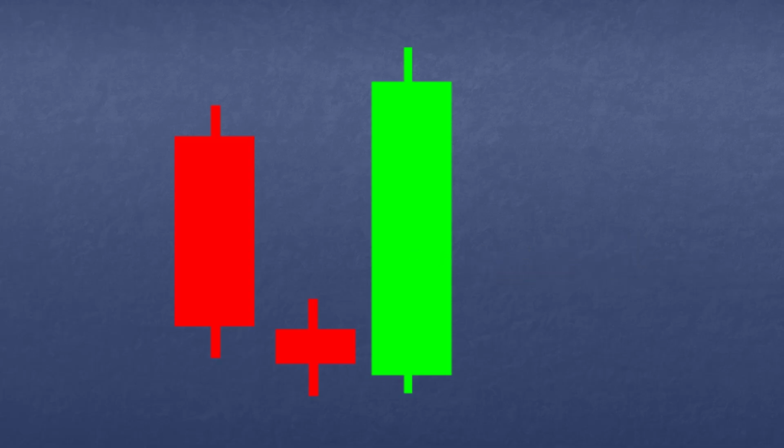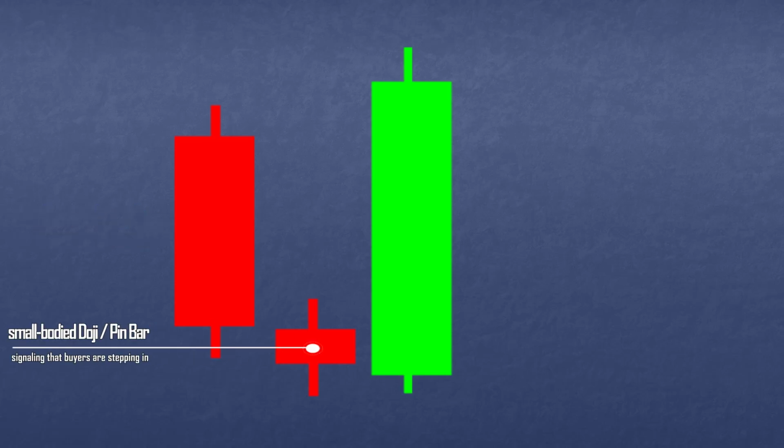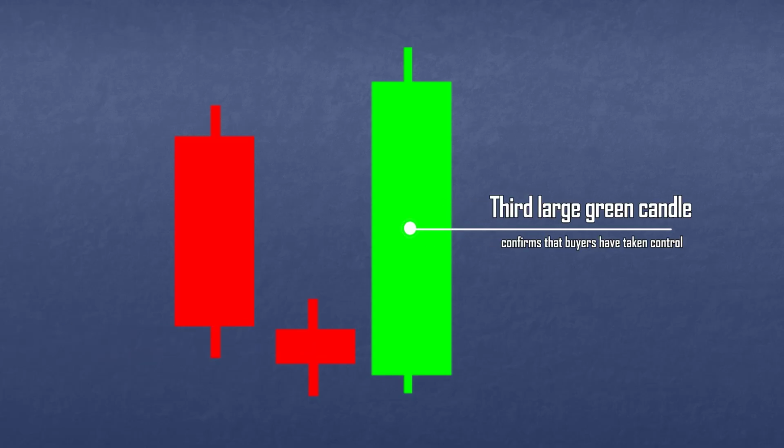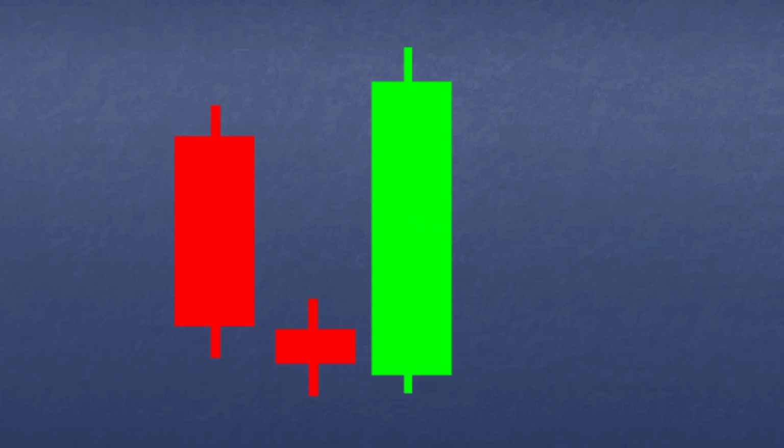Understanding the price action behind the pattern. The first red candle shows strong selling pressure and confirms that sellers are in control. The second small-bodied doji or pin bar represents market indecision, signaling that buyers are stepping in. The third large green candle confirms that buyers have taken control and are pushing the price higher.